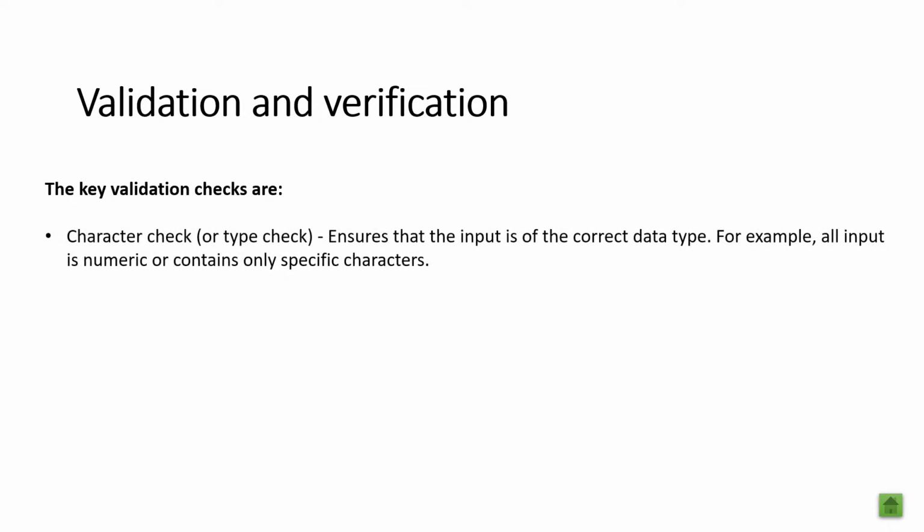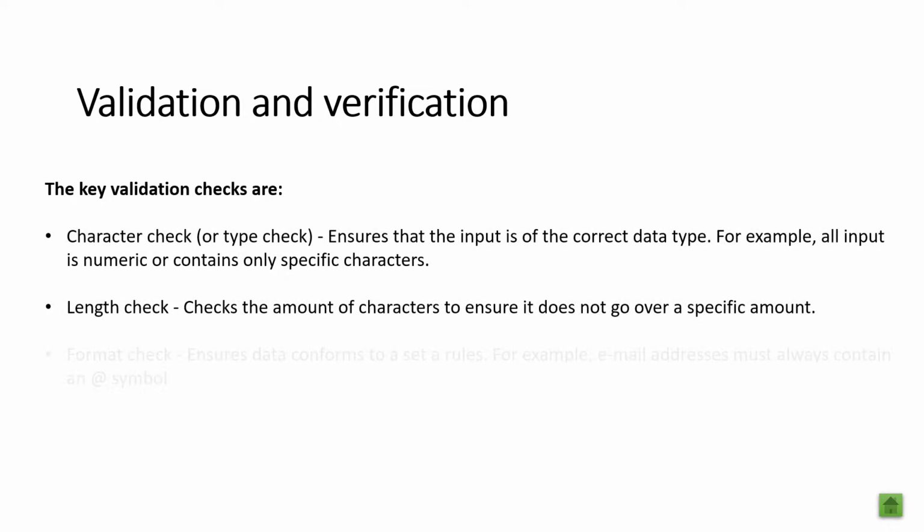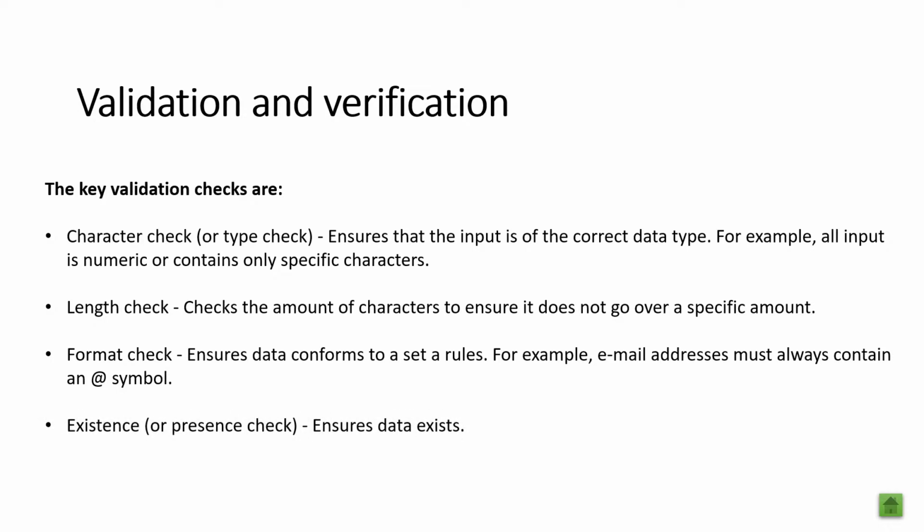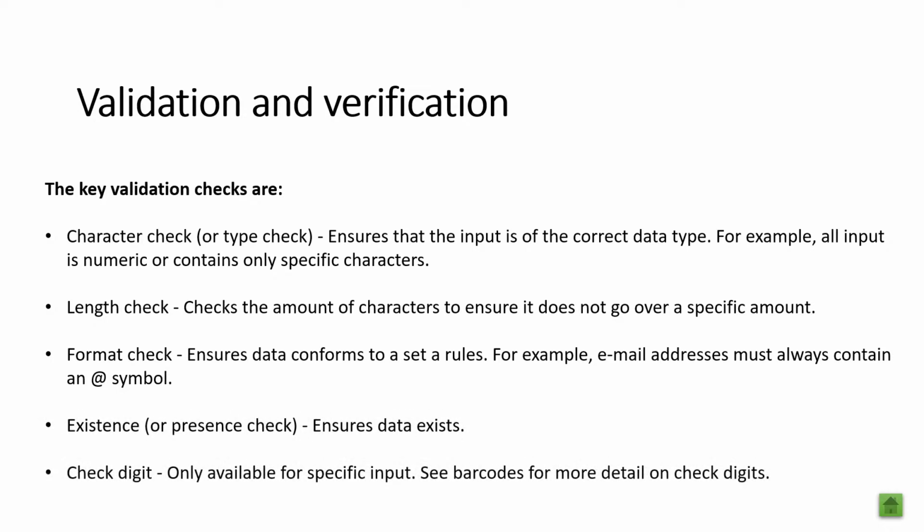So a couple of key validation checks. You've got character or type check, a length check, format check, existence or a presence check, and a check digit, which is specific for barcodes. So it's a mathematical operation where you add the numbers up of a barcode and the end number should be a 1 or a 0.